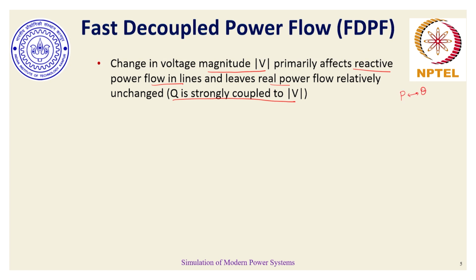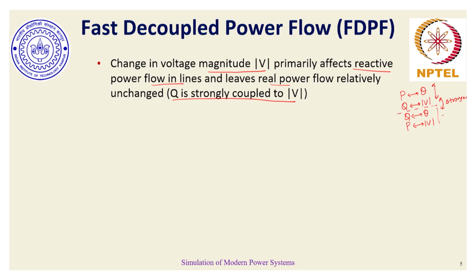So, in terms of combinations of coupling, Alsac and Stott prove that P and theta, they are strongly coupled. Q and V, voltage magnitude, they are strongly coupled. Then comes the coupling of Q and theta, and then comes the coupling of P and V. They were just trying to prove that these first two couplings are much stronger compared to the couplings present in the last two combinations.